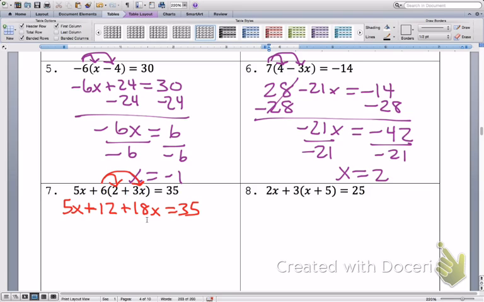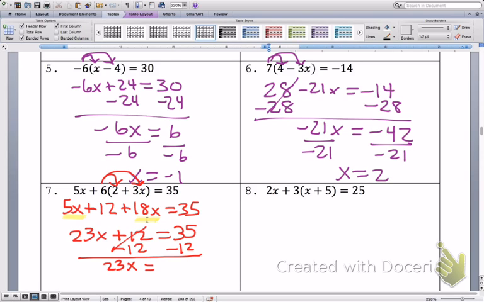Next, we're going to go ahead and combine like terms, which is the 5x and the 18x. So we're going to have 23x plus 12 equals 35. And then we now have a two-step equation, so subtract, divide in this case. Cancel. We have 23x equals, and then we subtract 23. Divide by 23, and we're going to get x equal to 1.